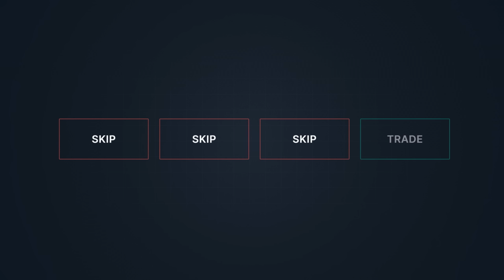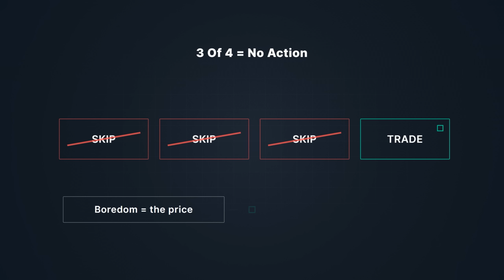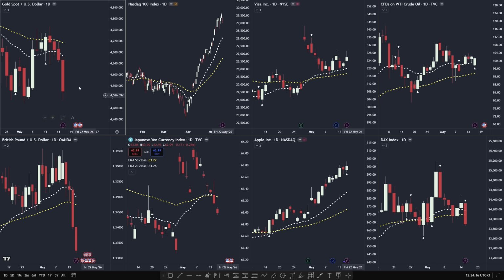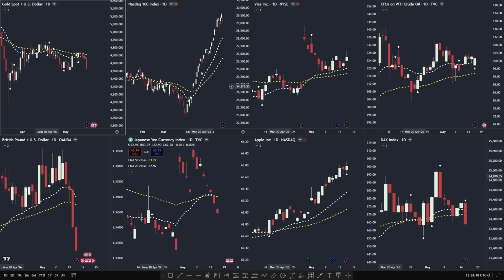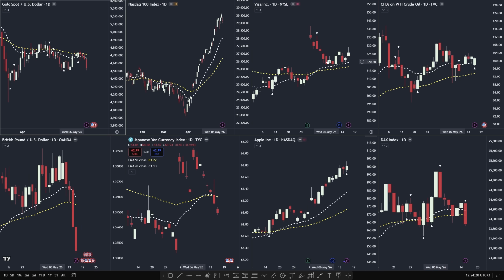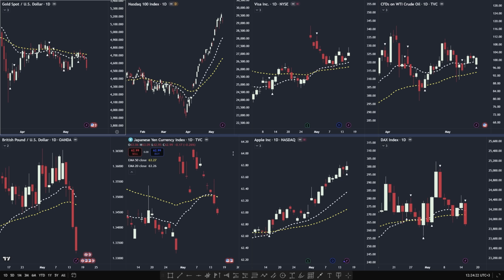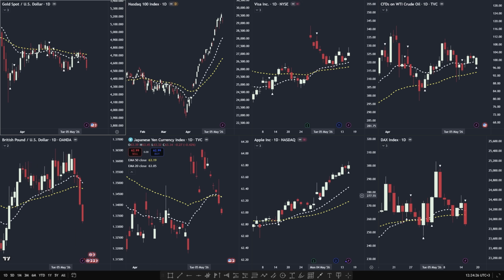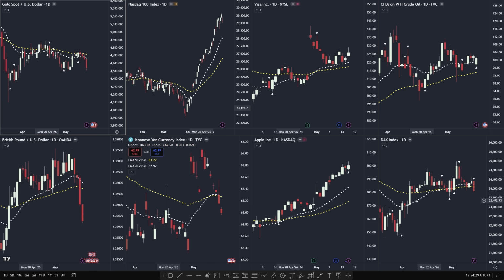3 out of 4 charts produced no action. That is the goal. Most days you do nothing. Boredom is the price you pay to grow your small account. Most charts get rejected. Some go to the watch list, and only a few trigger. Some winners run. Some valid trades still lose. This is what trading actually looks like.